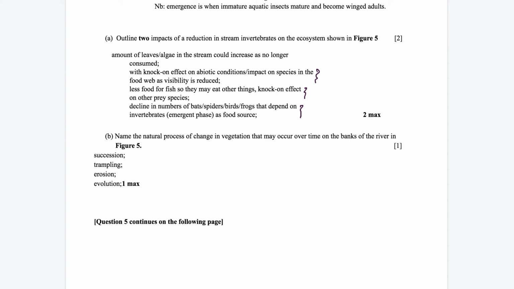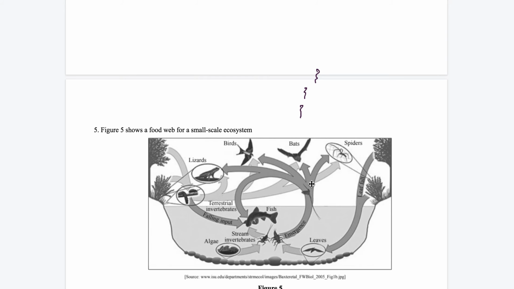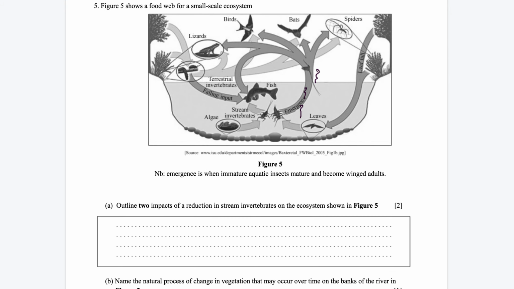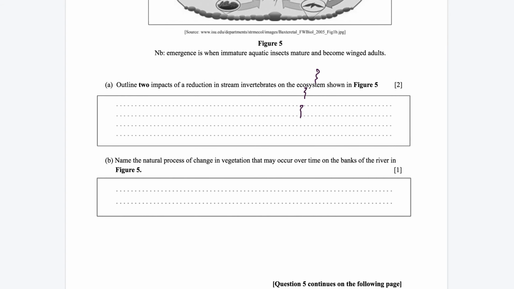So you might not just talk about the fish. If the invertebrates emerge, they come out of the water as adult insects, so the birds and the bats and the spiders and the lizards would have less food, as well as the fish. Any of those works. It's a 2-mark question, so you should be able to get the 2 marks there, which most of you did.